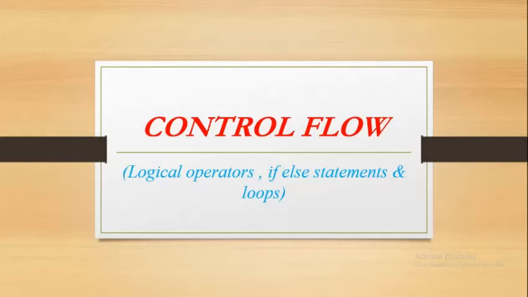And based on whether a certain condition is satisfied or not, you will execute a block of code a certain number of times. You will repeatedly execute a block a number of times. That is what control flow is generally about. It is all about logical operators, if else statements, and finally loops. Loops repeat the code, if else statements check conditions, and to check those conditions we need logical operators. So let's go.